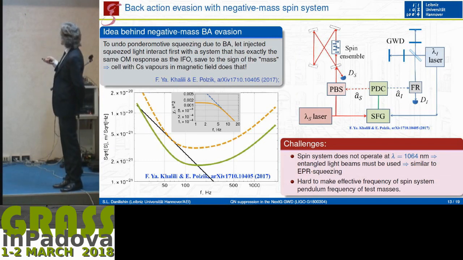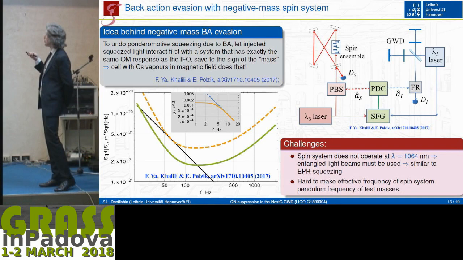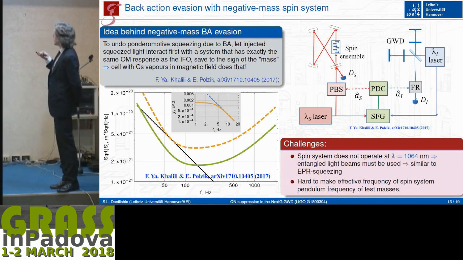Well, another interesting way of suppressing the radiation pressure was proposed by Farid and Eugene Polzik recently. Basically, you let light from the laser go through a system which behaves almost exactly like the gravitational wave detector, so it has the same kind of response, but with the opposite sign. So the spin ensemble cell can be made to behave like a suspended mirror, but with a negative mass. And this produces exactly the ponderomotive kind of squeezing of the opposite sign. If you let the light through this system and then into the interferometer, potentially it can completely cancel the radiation pressure noise.